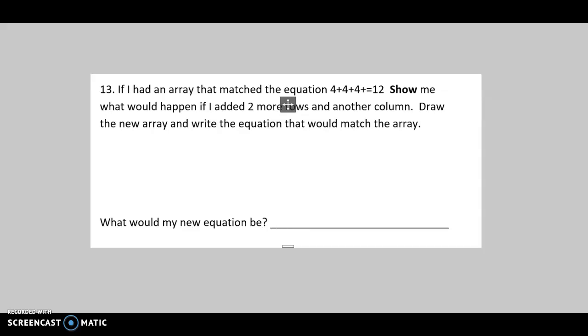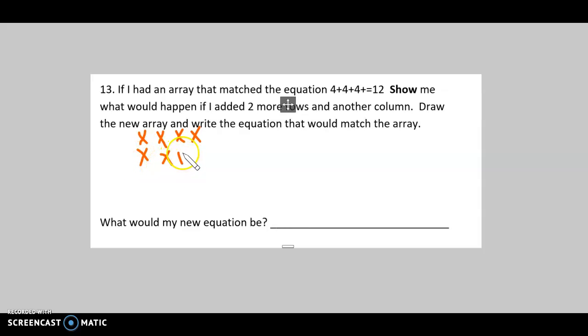All right. If I had an array that matched the equation 4 plus 4 plus 4 equals 12, show me what would happen if I added 2 more rows and another column. Draw the new array and write the equation that would match the array. So first I want to draw this array. I'm going to draw X's because it's easier to draw an X with these markers. So 1, 2, 3, 4, and how many rows do I have? I have 3 rows of 4.